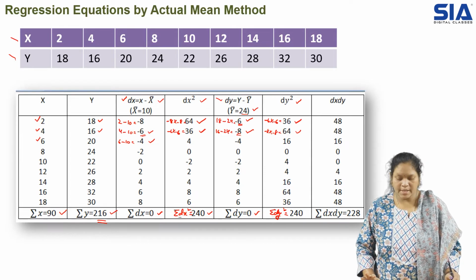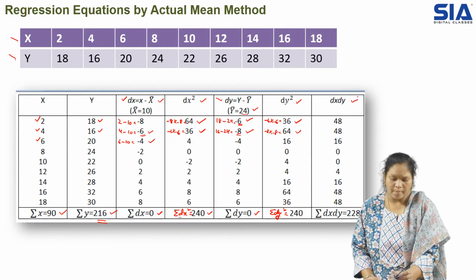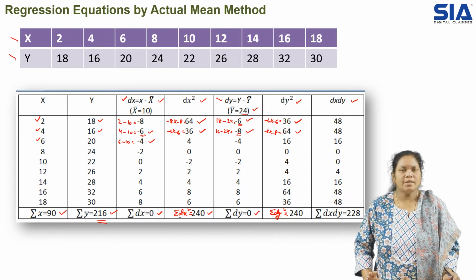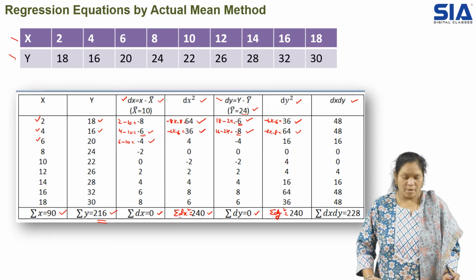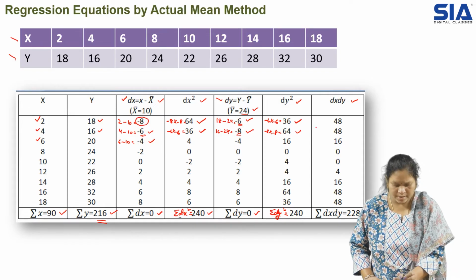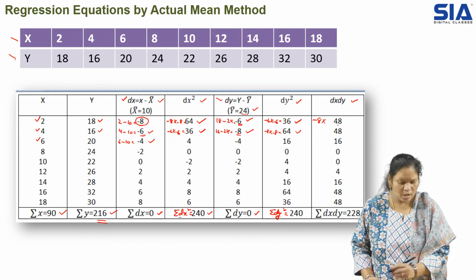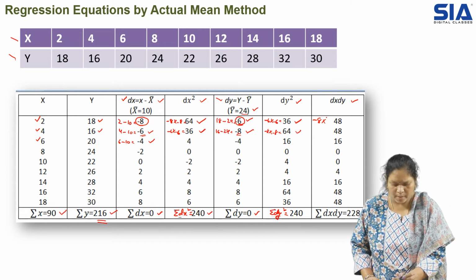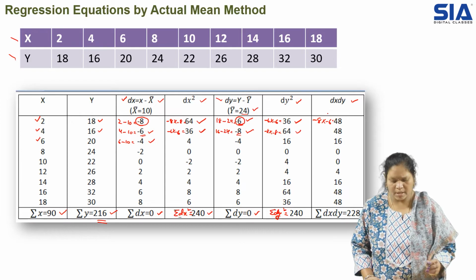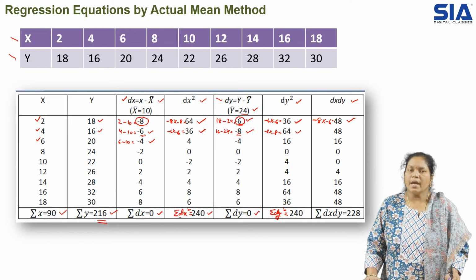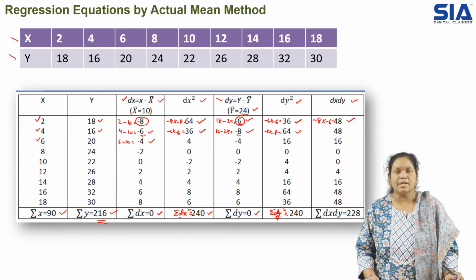Now the last column is the dx into dy column. What that means is, consider dx values and multiply with your dy values. Let us check it out, some of them. The third column is dx. What value do I have here? Minus 8. So let us consider that minus 8 into the dy value, dy is minus 6. So minus 8 into minus 6, multiply it, get the answer. That is your 48. In this way I have obtained the first value of dx into dy.